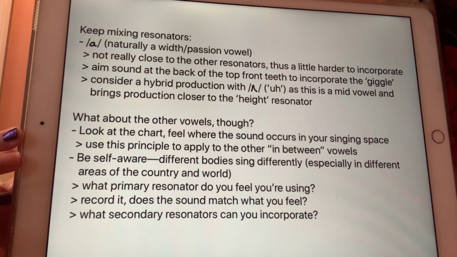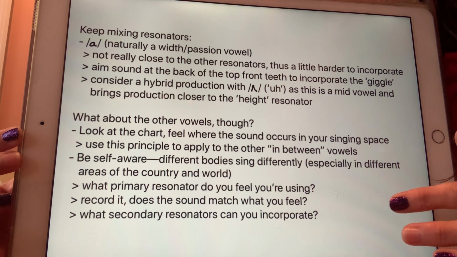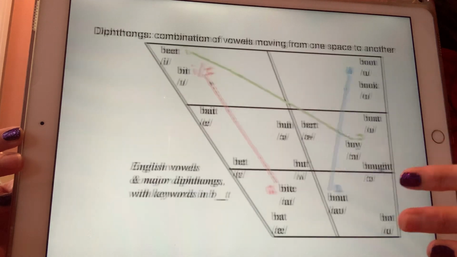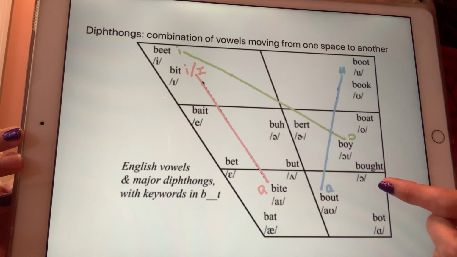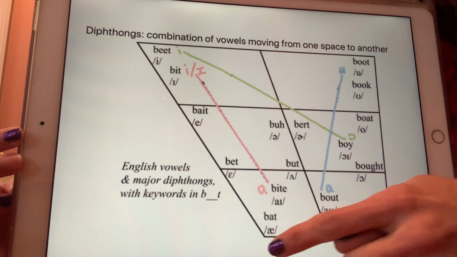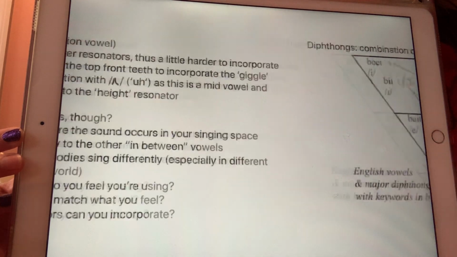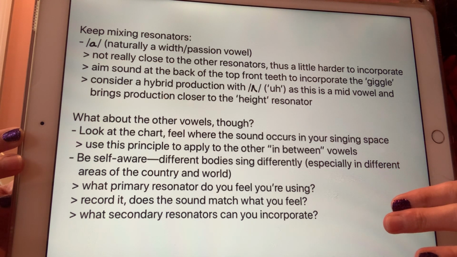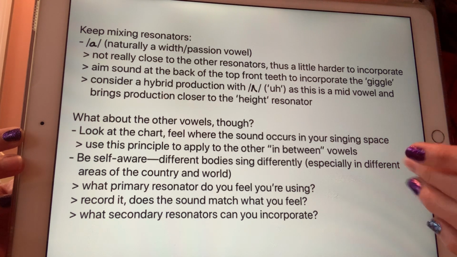Feel where some of those vowels happen in your singing space, and look at where those principal resonators are. What are you using as your principal resonator for maybe an ah vowel, or an eh vowel, or an a vowel? What is your primary resonator for that? And then use that same principle to apply to those in-between vowels that we used with the e and the oo and the ah.